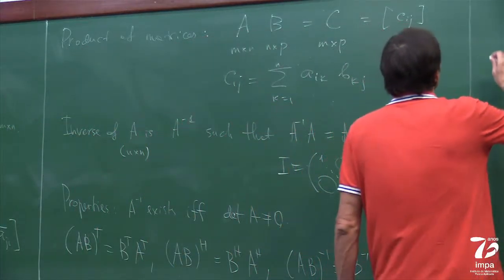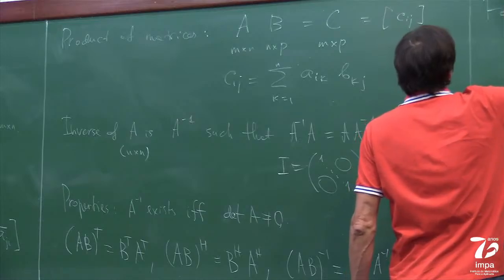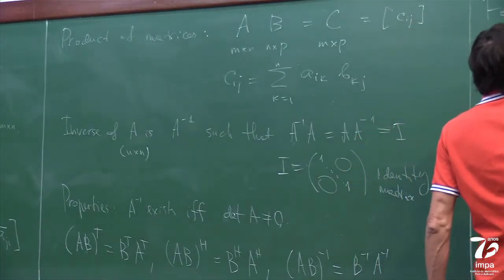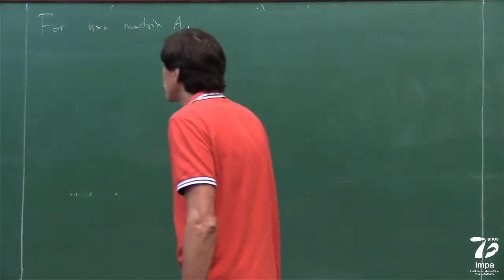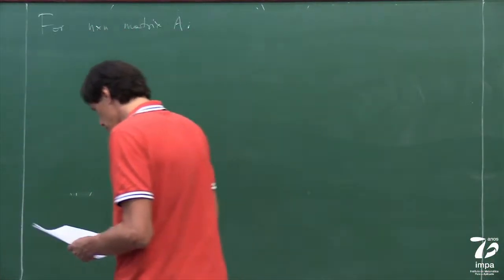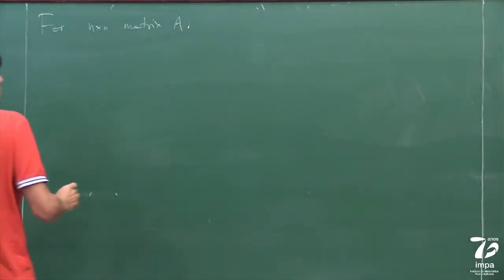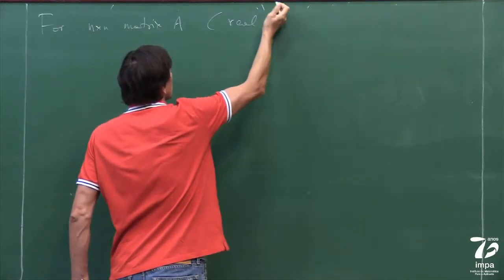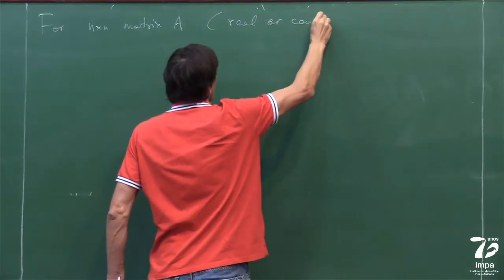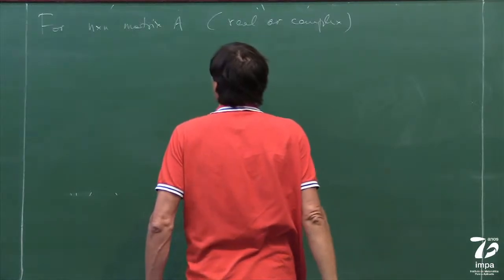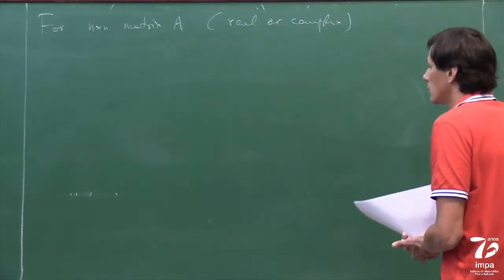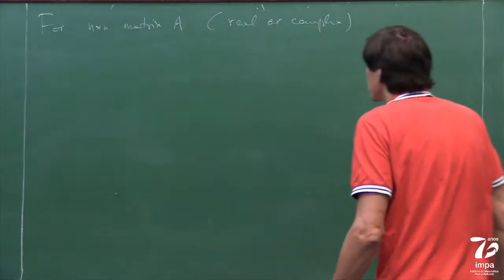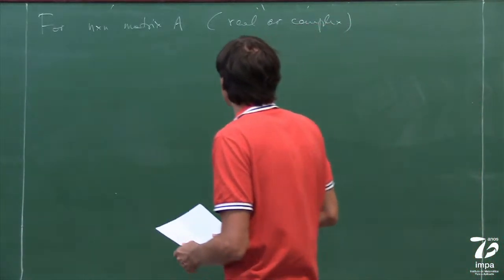So what else? Next, for a square matrix A, we can define the concept of eigenvalues and eigenvectors. This will be widely used. The matrix can be real or complex, but eigenvalues and eigenvectors are in general complex in both cases. They can be real, but in general they are complex, also for real matrices.